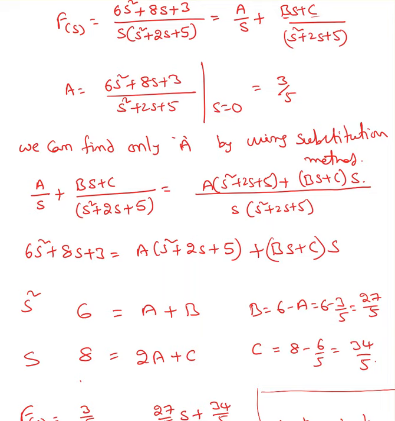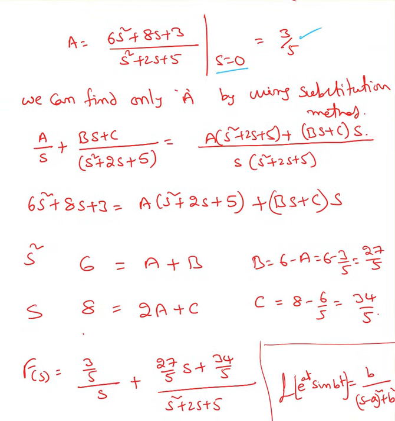Now here I can find A by using the direct substitution method. So the whole function except the denominator of s, so (6s square plus 8s plus 3) divided by (s square plus 2s plus 5), substitute s equal to 0. I end up finding A equal to 3 by 5. Now, as I mentioned, we can find only the A value by using the substitution method. B and C we cannot do that.